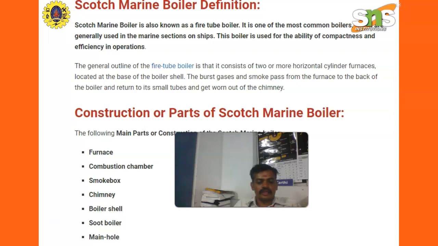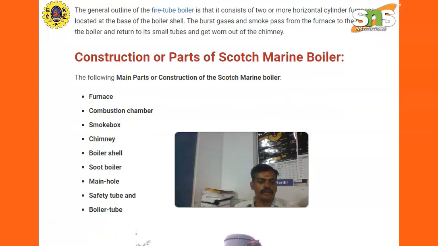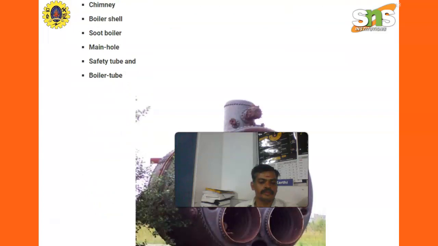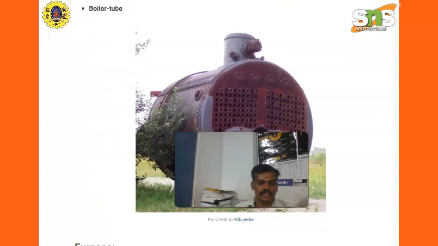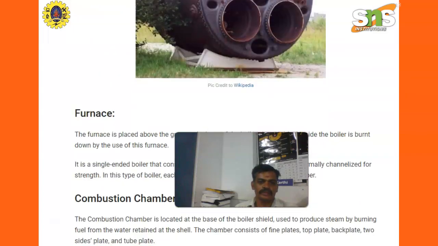Construction of the Scotch marine boiler. The main parts are: furnace, combustion chamber, smoke box, chimney, boiler shell, chute boiler, manhole, safety valve and boiler tube. These are the constructions of the boiler.